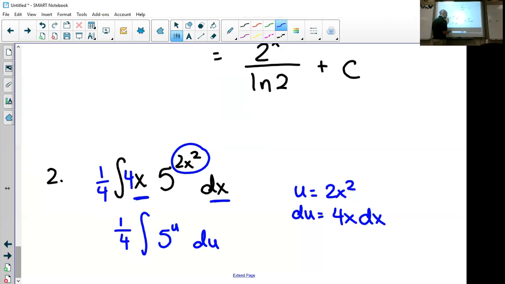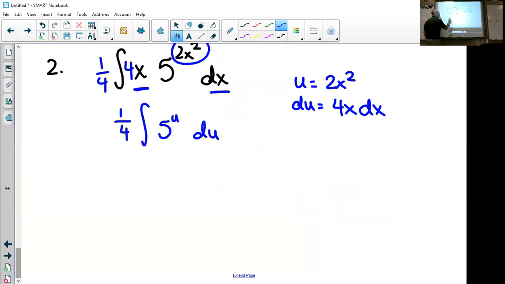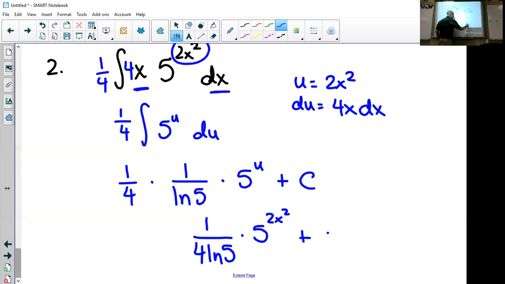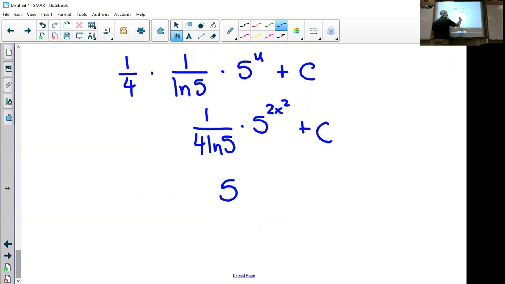Well, now we can go ahead and integrate that using our formula we just had, which is, 1/4 is going to stay there. That's our constant multiple. All right, our formula is 1 over natural log of a, so natural log of 5, times a to the x, or 5 to the u in this case, plus c. Well, remember, u means unfinished, so let's go ahead and put our u back in, and let's put all this together. The 1/4 times 1 over natural log of 5 can just be 1 over 4 natural log of 5, and times 5 to the u, which was 2x squared, plus c. And again, just like before, we can write it as a fraction, 5 to the 2x squared over 4 natural log of 5 plus c.